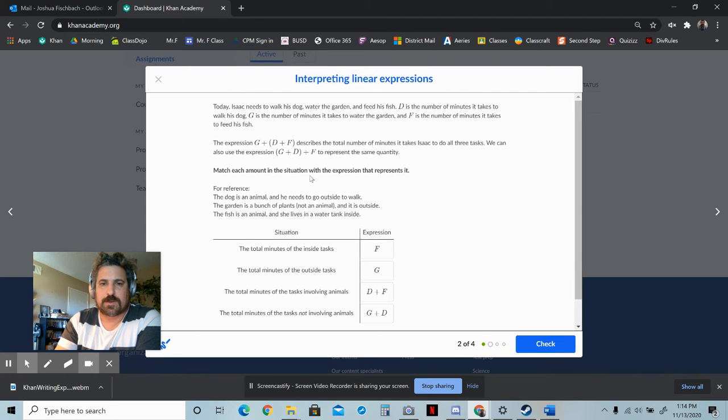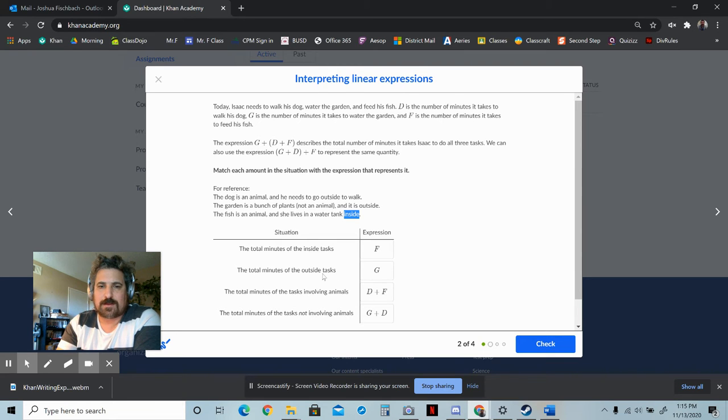Match each amount in the situation with the expression that it represents. Okay, for reference, the dog is an animal and he needs to go outside to walk. The garden is a bunch of plants, not an animal, and it is outside. The fish is an animal and she lives in a water tank inside. Okay. So situation, the total minutes of the inside tasks. All right, so the way that they've set this up is the fish is an inside task, and that's the only inside task. So the total minutes of the inside task is just F. Okay, that's it. That's the inside task. That makes sense. It's already lined up.